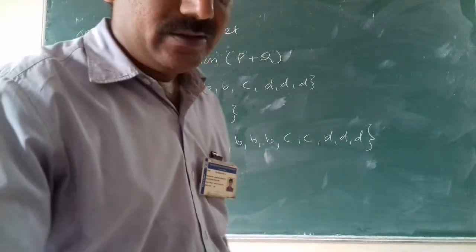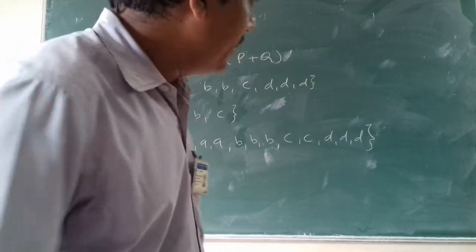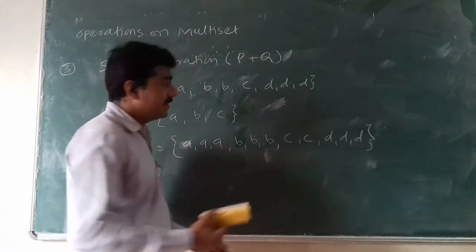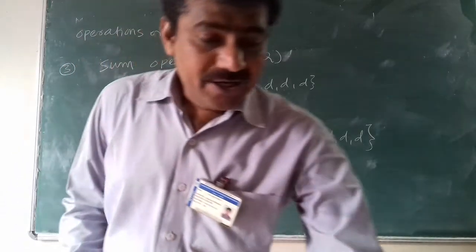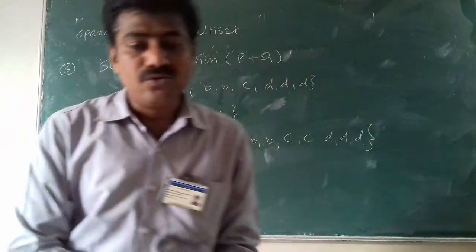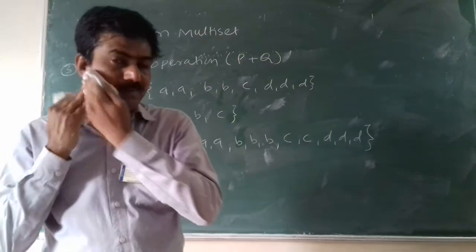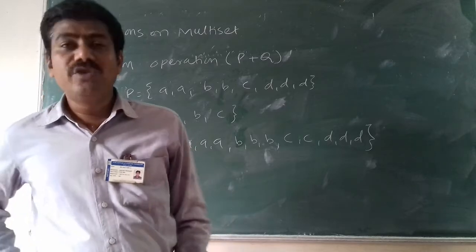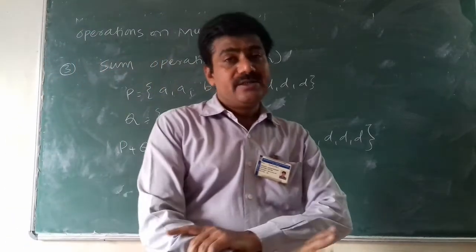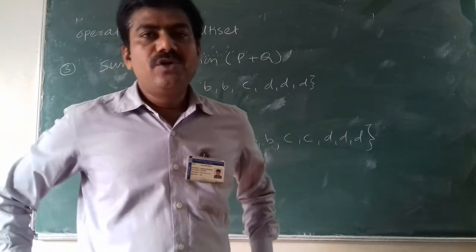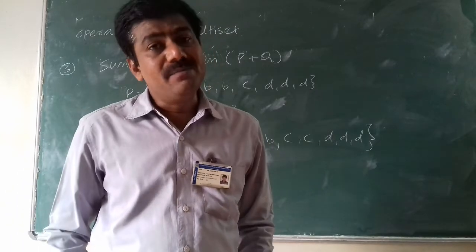Now examples. In real life, what will be the example where repetitions of the same elements are there? The names of the students in a class. There can be more than one student with the same name. So that can be the multiset.